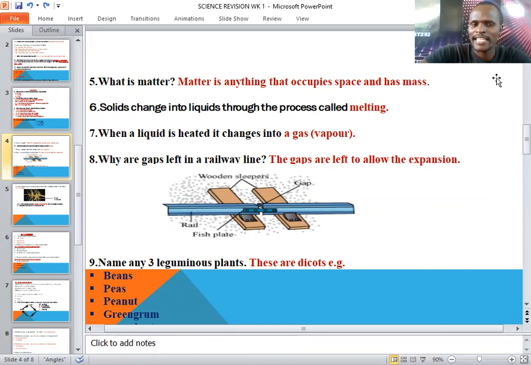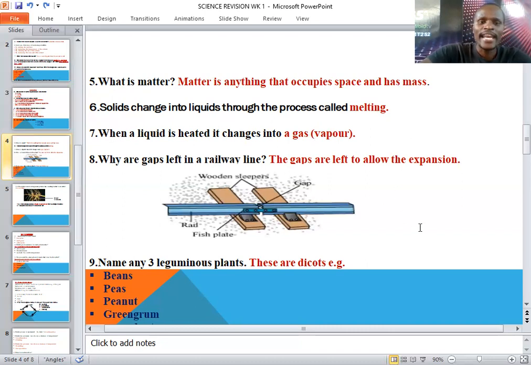For another example, take ice, this ice that you always eat. When you expose that ice to air, because you have heat in the air, the ice will melt and become liquid. Therefore, that process is simply called melting.